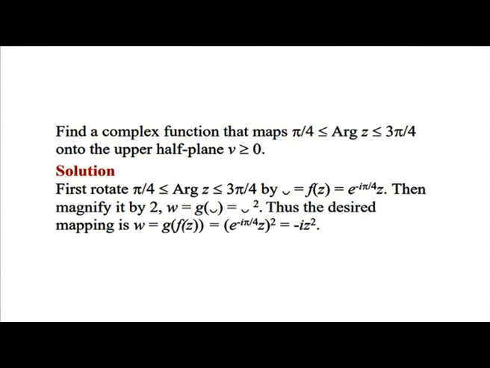So, if we consider it as successive mappings from z plane to the w plane through the zeta plane, your function is nothing but w is equal to g of f of z, that is minus i z square, which will map the wedge pi by 4 to 3 pi by 4 in the z plane onto the upper half plane v greater than or equal to 0 in the w plane.